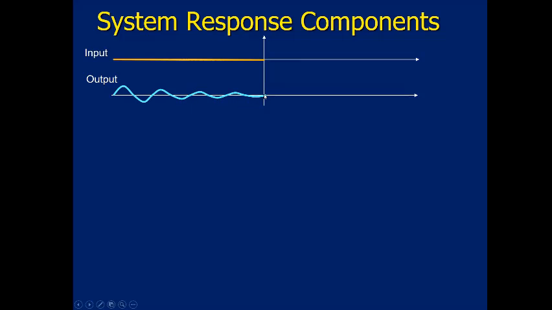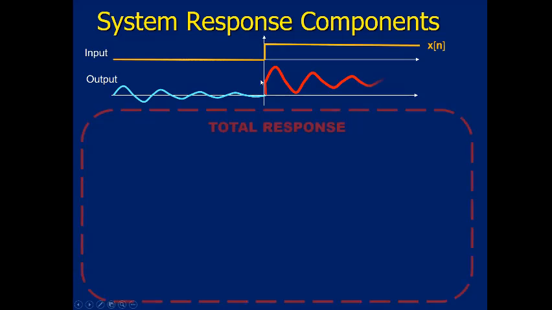And here, just a little bit before it was finished with the signal dying out here, we hit it with a new input, maybe a step. And then we measure what the system does in response. And so we get that. And what we measure is the total response of the system.